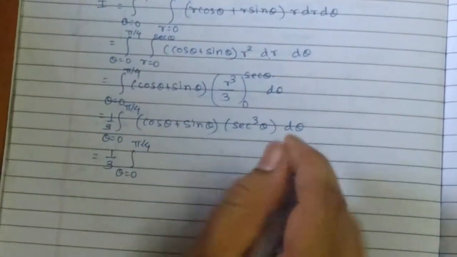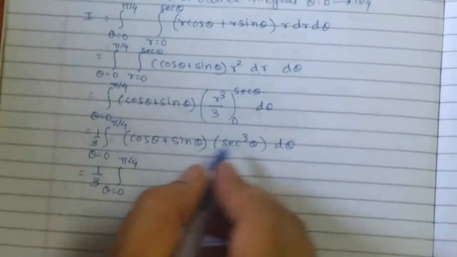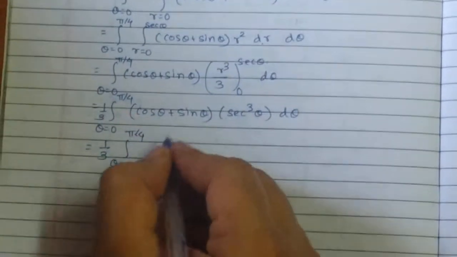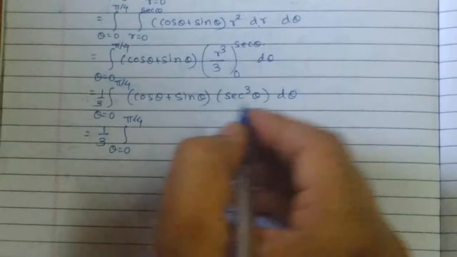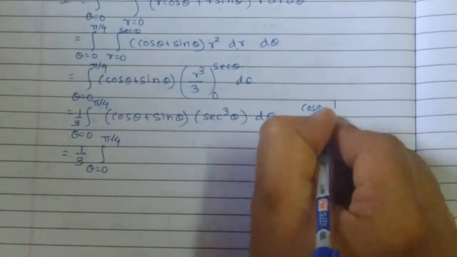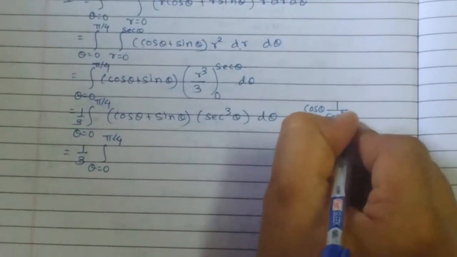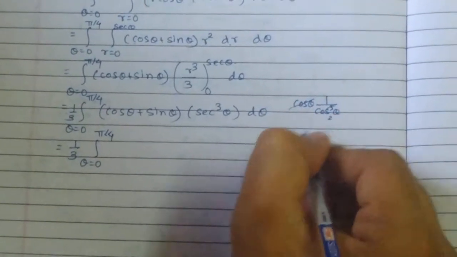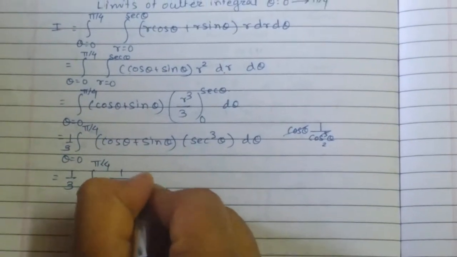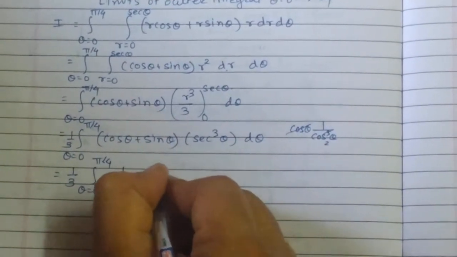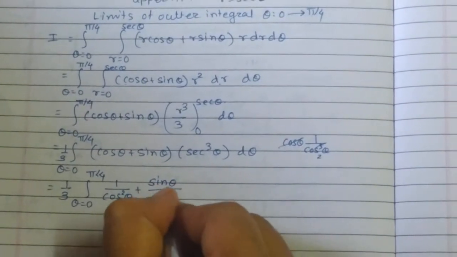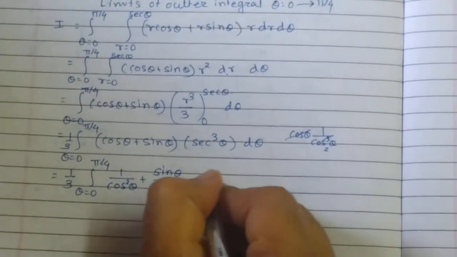Now we have to evaluate this integral. So I would like to make a simplification of this. Multiply this bracket by sec cube theta. When we multiply here by sec cube theta, we have cos theta into sec cube theta, but sec cube is nothing but 1 upon cos cube theta. So 1 cos from numerator and 1 cos from denominator get cancelled. Hence we have 1 upon cos square theta plus sin theta into sec cube, which is represented as 1 upon cos cube theta.